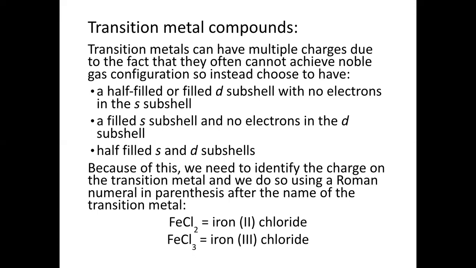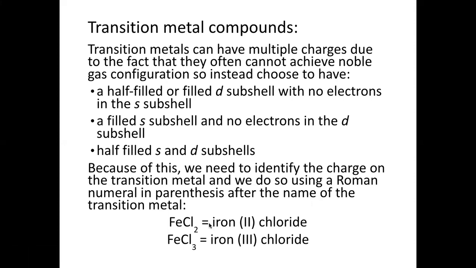Since the transition metals often don't achieve a noble gas configuration, you can have a few combinations. You can have a half filled or filled D shell with no electrons in the S shell, as I mentioned previously. You can have a filled S subshell and no electrons in the D subshell. And then you can have half filled S and D subshells. So because of this, we need to identify the charge on the transition metal, and we do so using a Roman numeral in parentheses after the name of the transition metal.